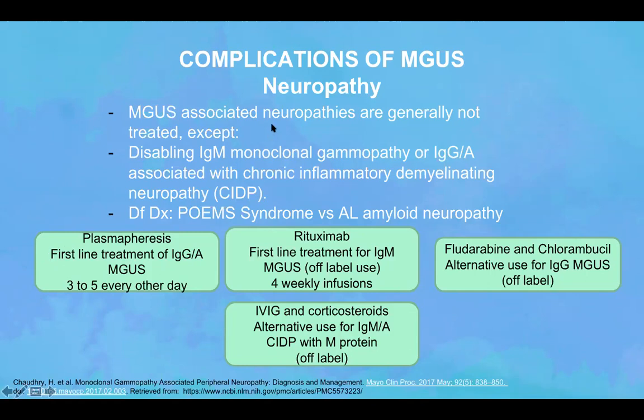The other treatments that are available for the neuropathy in MGUS are rituximab, IVIG, corticosteroids, and fludarabine. All of these treatments are going to be off-label, so they're approved for other diseases but not for MGUS. But we can use them in patients if we don't see any improvement with the first line treatment, that is plasmapheresis.